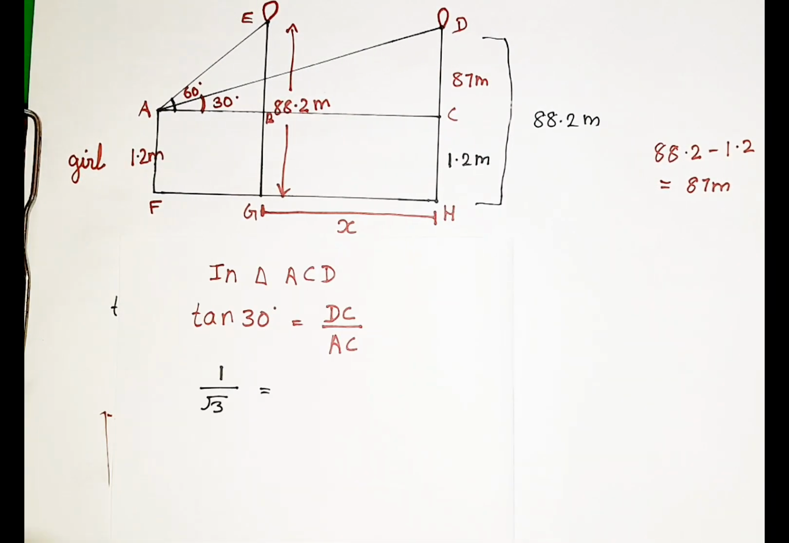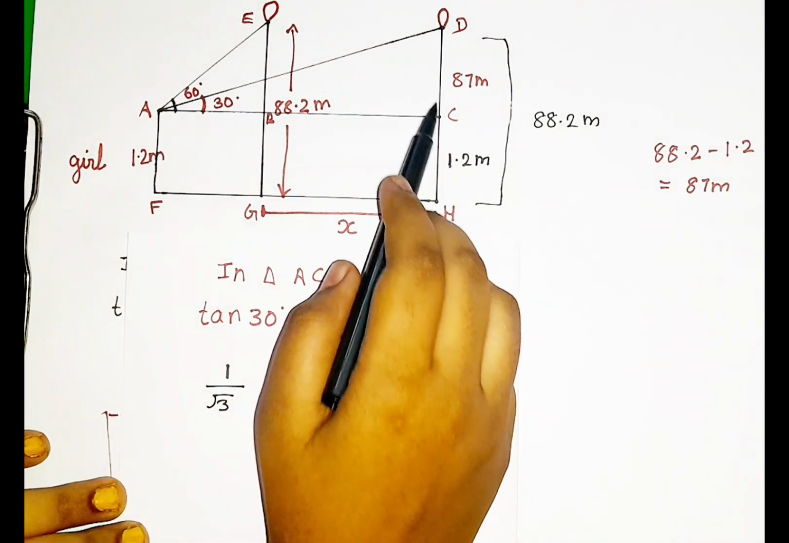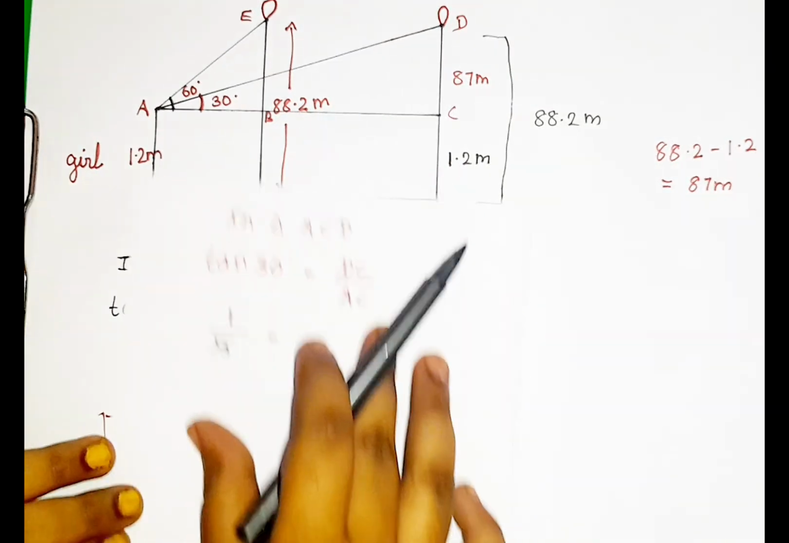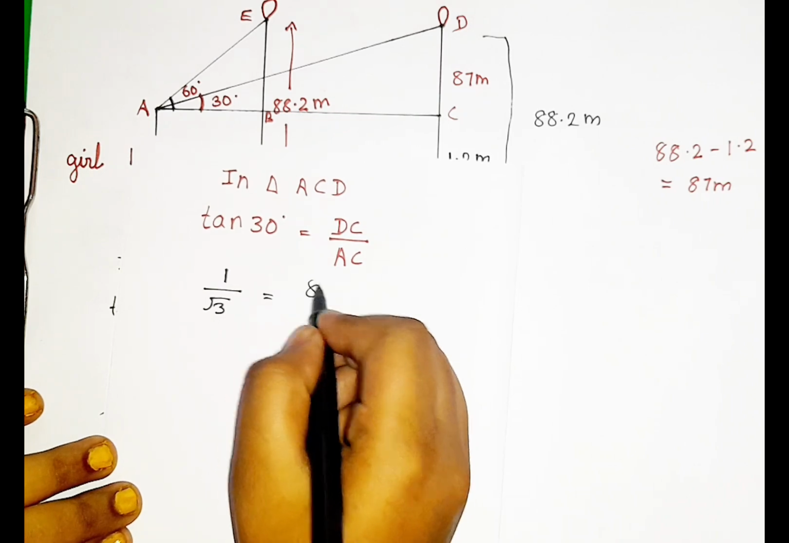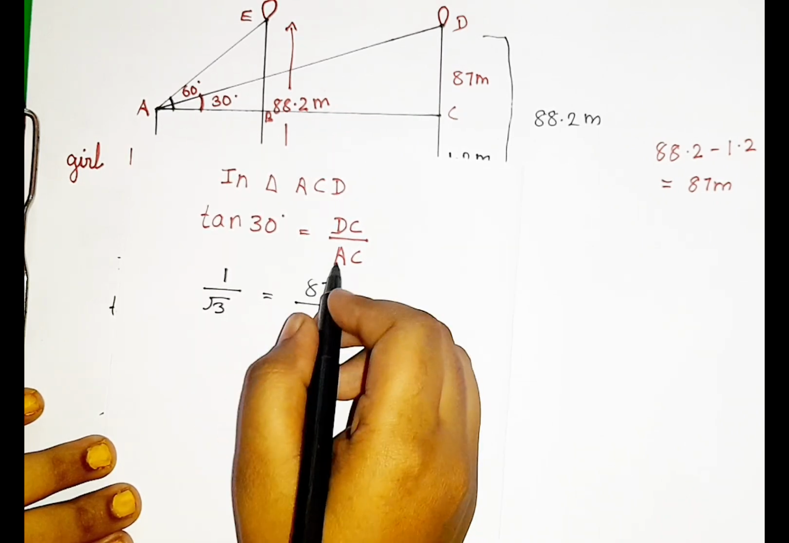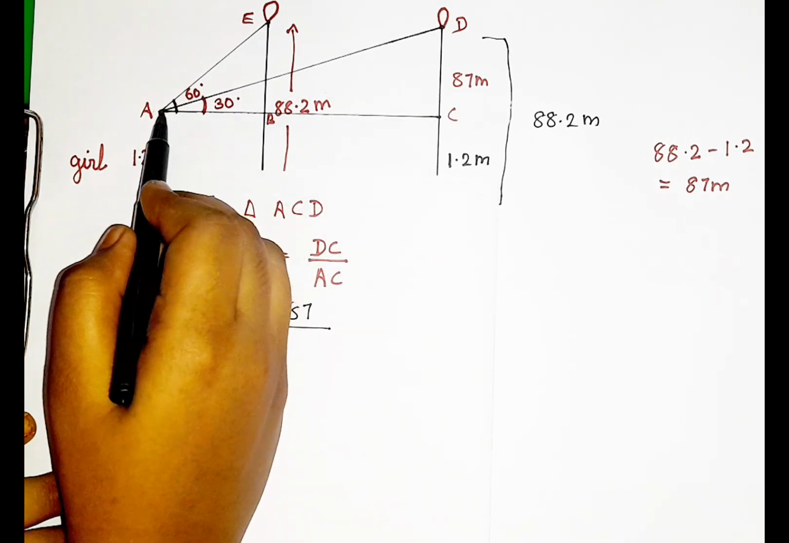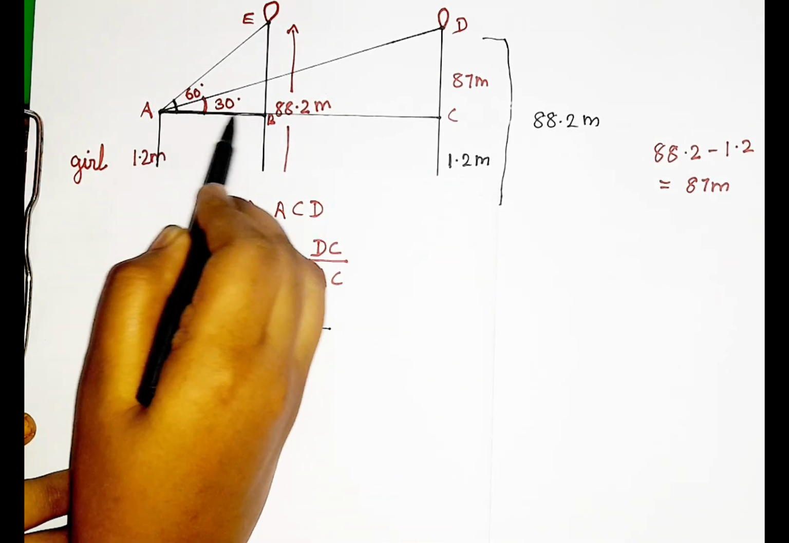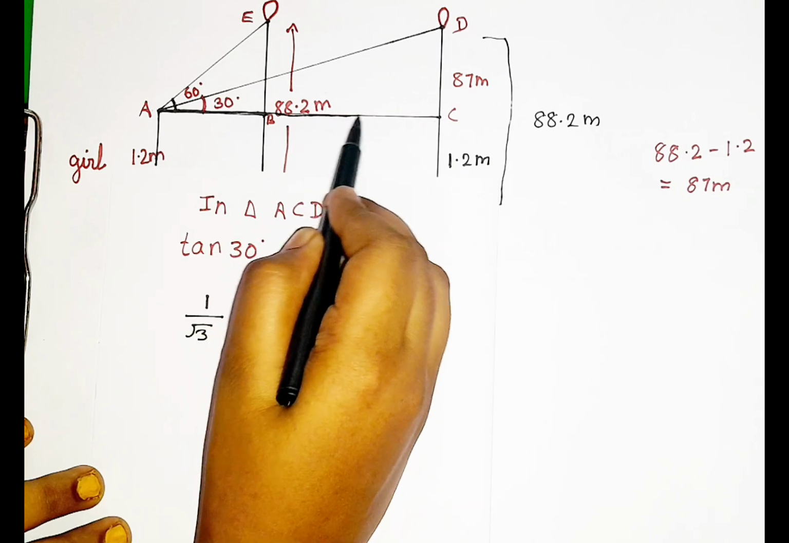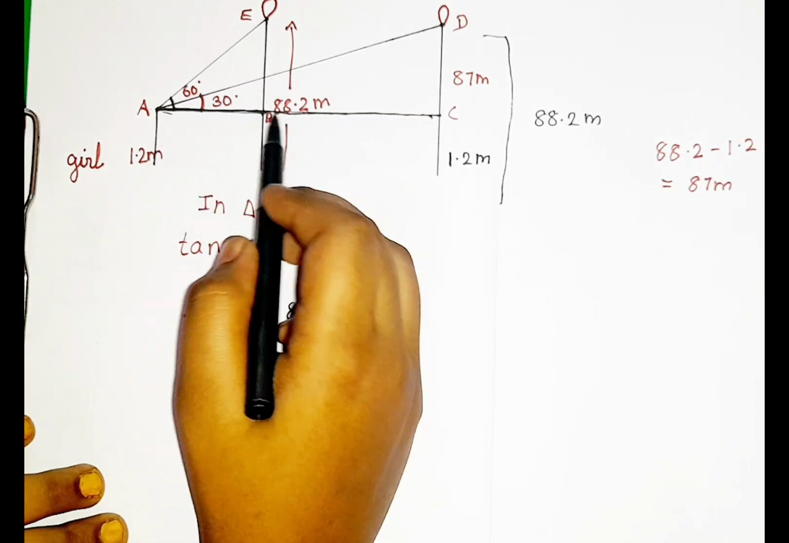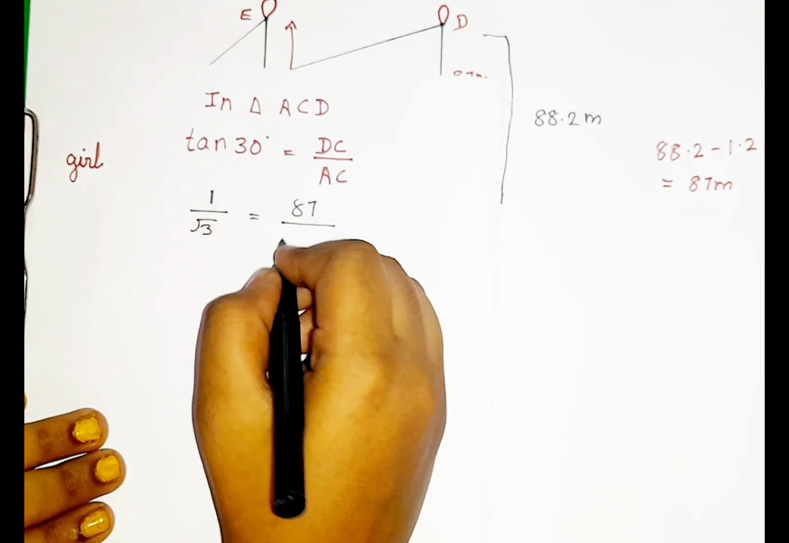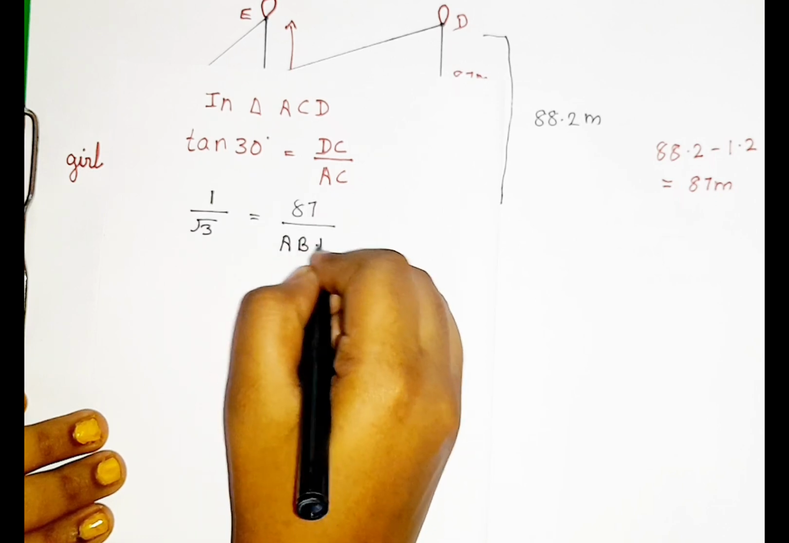DC value, where is the DC? DC is right over here. So the DC value is 87. So 87 divided by AC. In this AC, we have AB as well as BC, isn't it? Since we have AB as well as BC, let us write AB plus BC.